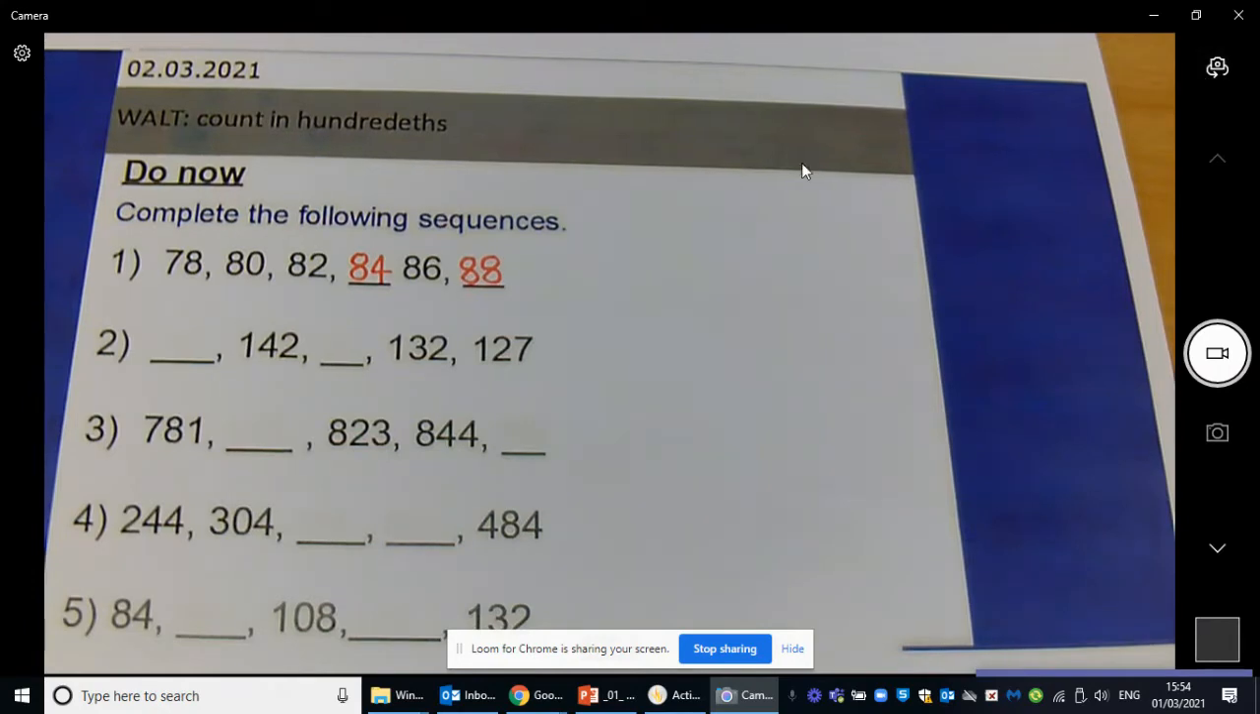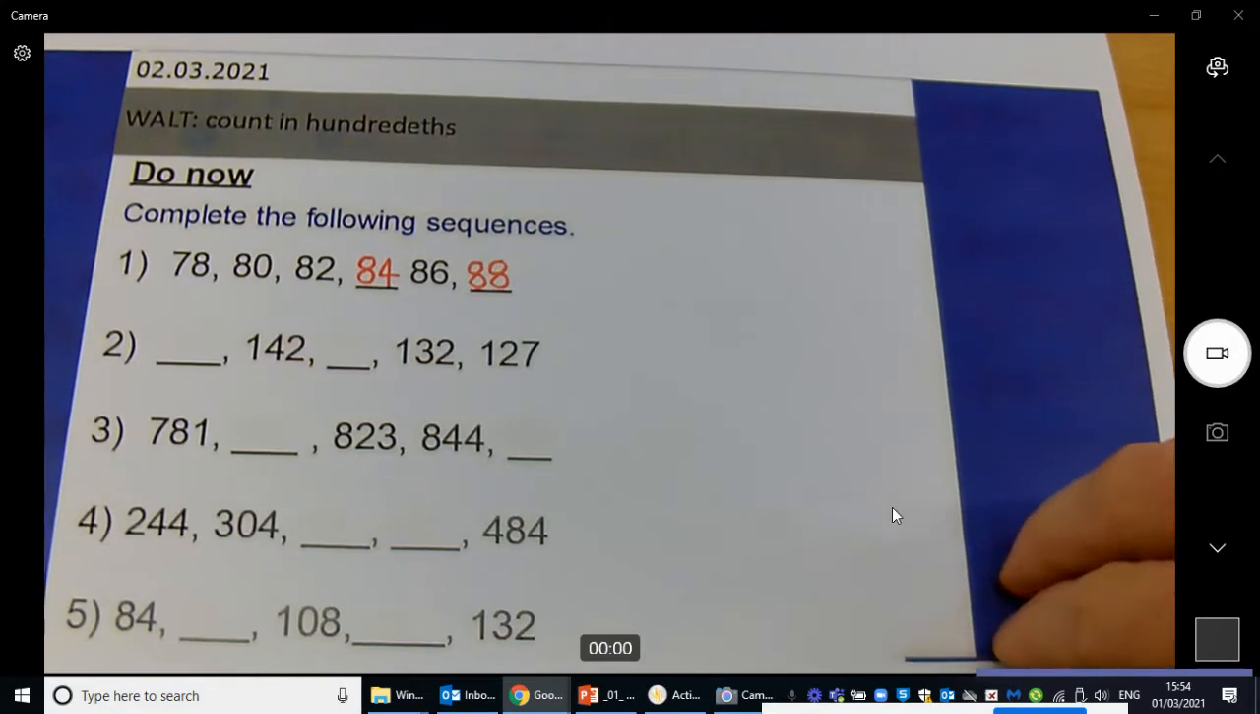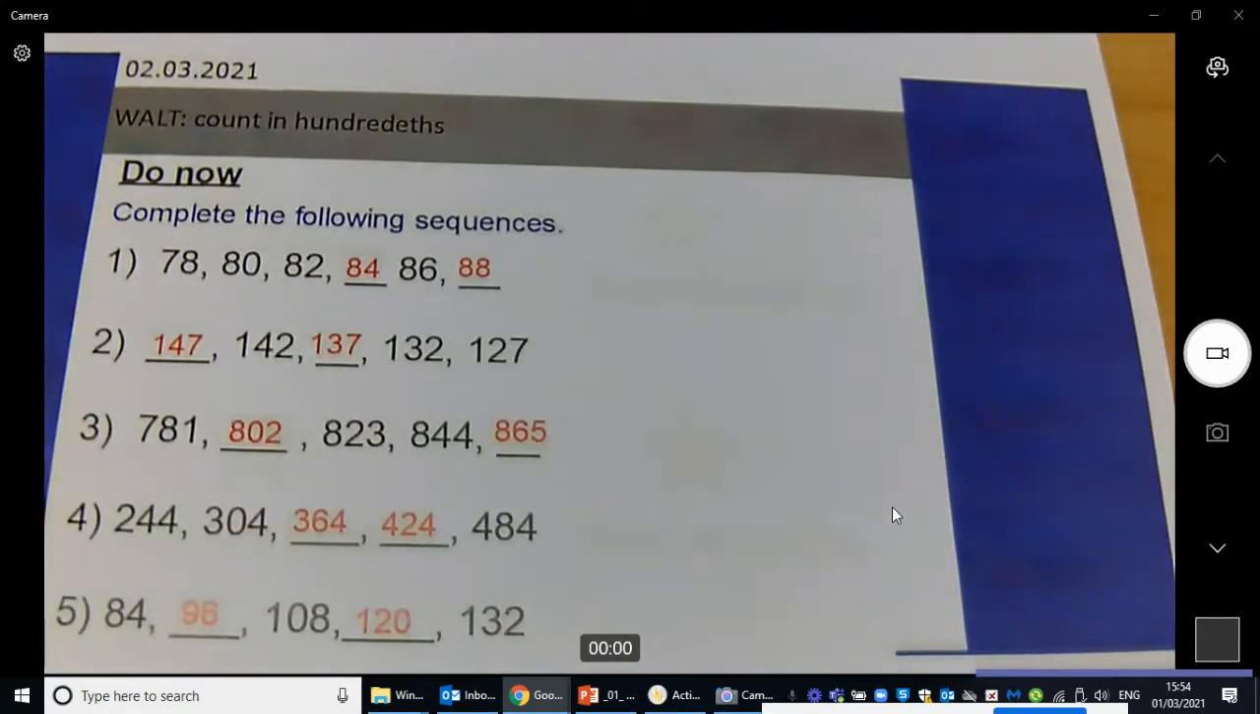So pause the video now. Off you go. So hopefully that's given you a chance to complete those 5 sequences. Grab a different color pen or pencil, and let's have a look at the answers. There we go. So again, pause the video if you need a bit of time to mark those, and we'll move on.